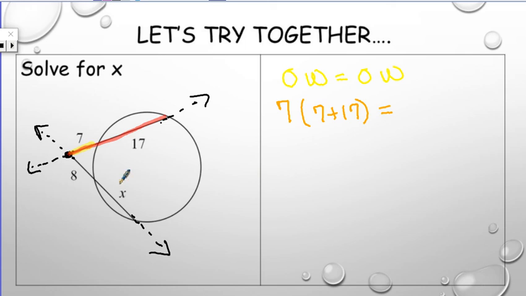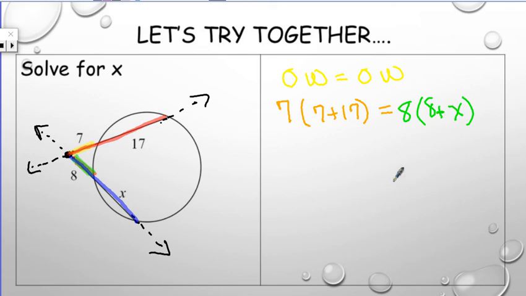And that should equal, now if I go to the second secant down here at the bottom, right here is the outside. Let me change that. Right here is the outside. So the outside for that is 8. And now we need to get what the whole is. So let me highlight the whole, which is in blue. That whole piece of that secant would be 8 plus x. So you get 8 plus x.